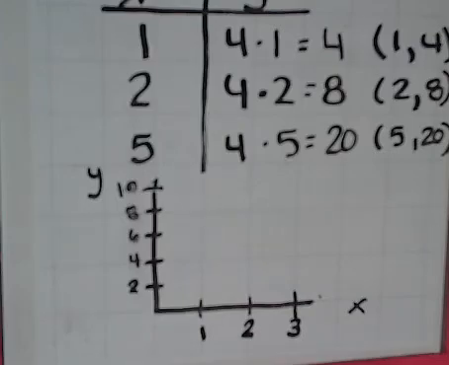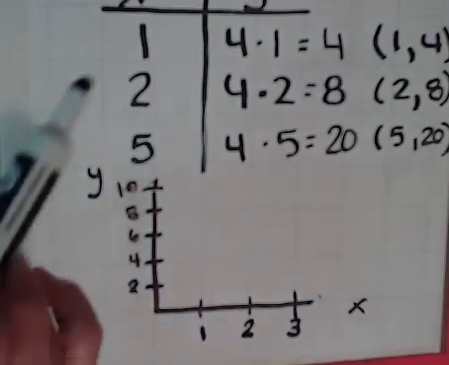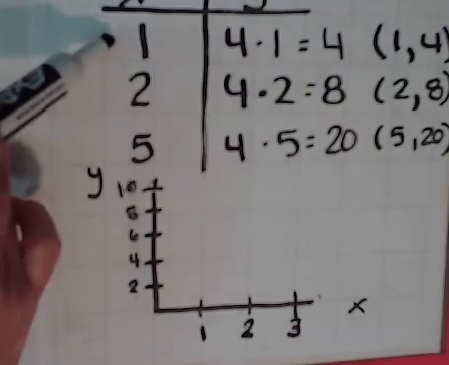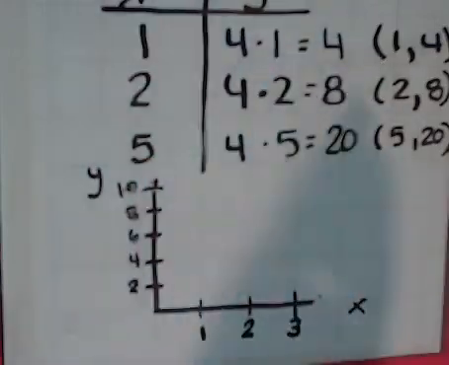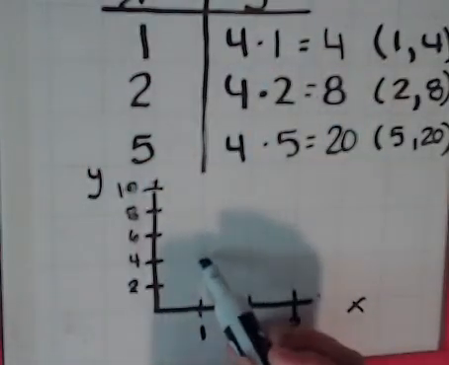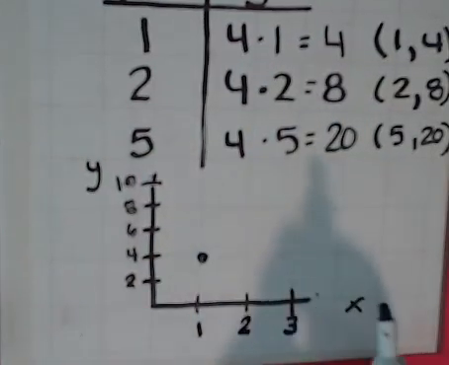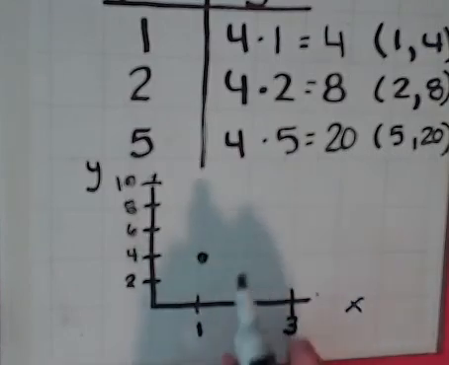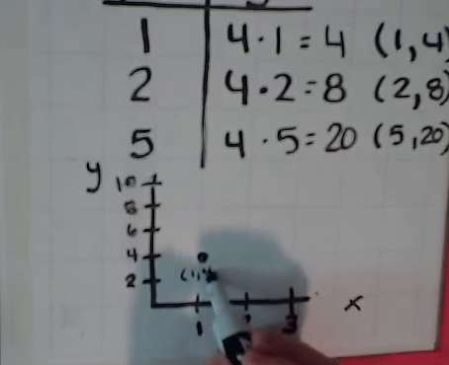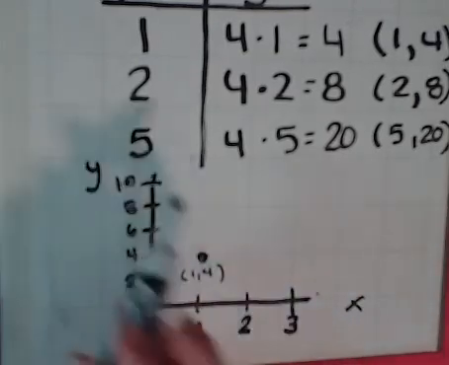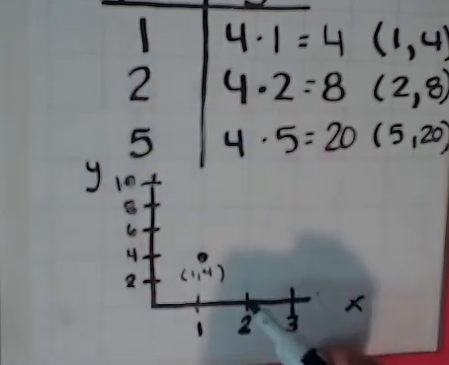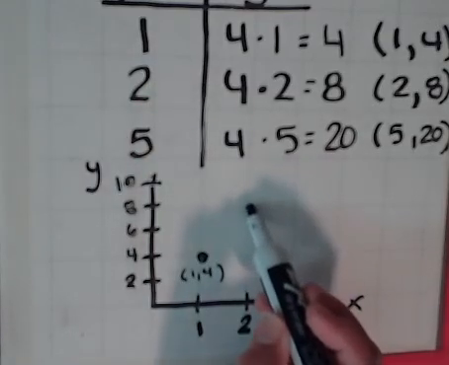So now I can choose any 2 points from my table to graph. I'm going to pick the first 2 just because it'll be easier to see on a smaller graph. And so I can take the ordered pair from when x equals 1. So x equals 1 and y equals 4. So that's our first one. And then that's 1, 4. And then the ordered pair from our second point here, 2, 8.